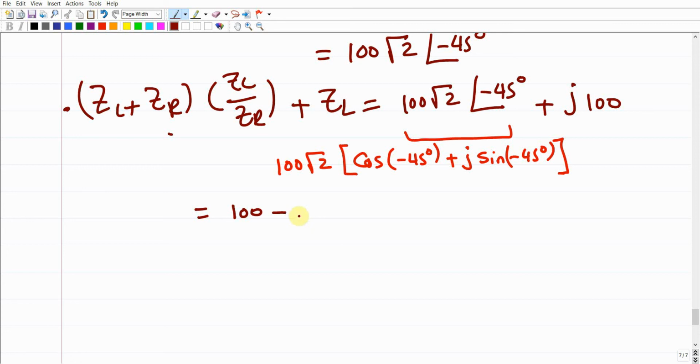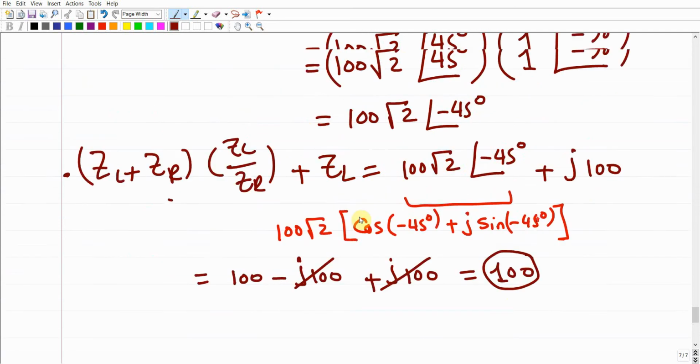This also gonna give us negative j 100, because this multiplication is gonna give us this term, plus there is j 100 here. So this term will be cancelled with this term. It means that we're just gonna end up with a real value for the denominator. So this is the last value for the denominator.